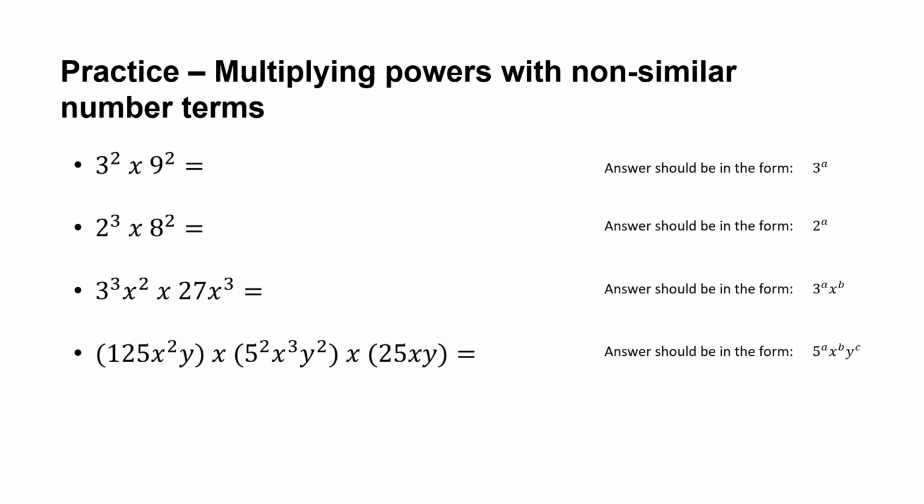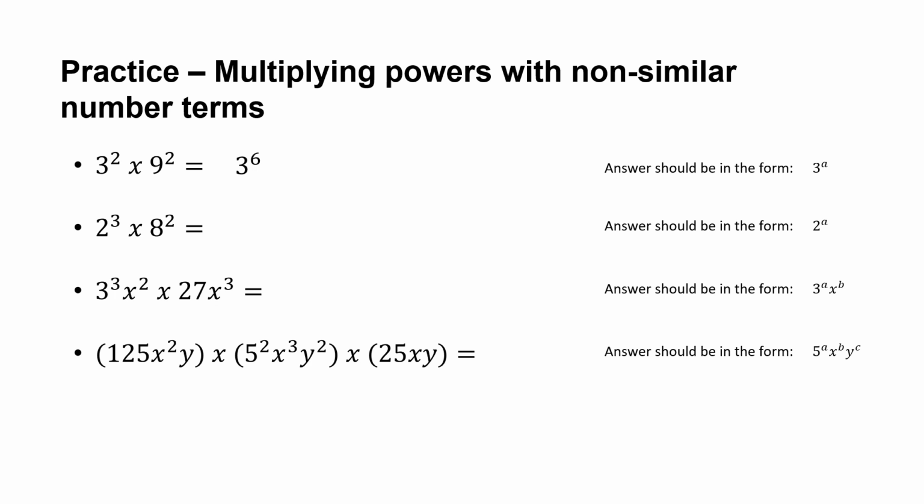So hopefully you've got on with that all right. We'll start with the first question. We have 3 squared times 9 squared. So what I want to do here, I want to rewrite this 9 in terms of a 3. Well, I know that 3 squared is equal to 9. So I can rewrite 9 squared as 3 squared squared. If I work this through, I should get 3 to the power of 4. So my question actually becomes 3 squared times 3 to the power of 4. Using the exponent rule, I add the exponents together, and that gives me 3 to the power of 6.